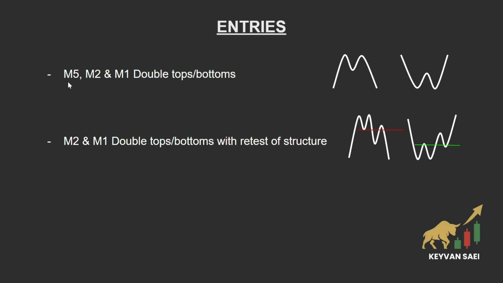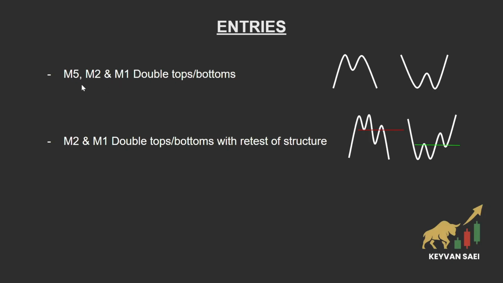I like to be more patient with my entries. I like to see actual good confirmation. You will obviously see a lot more double tops and double bottoms on the M1, but they will fail a lot more than, for example, on the M5, as they happen with a lot less frequency. Now, this is really up to you.